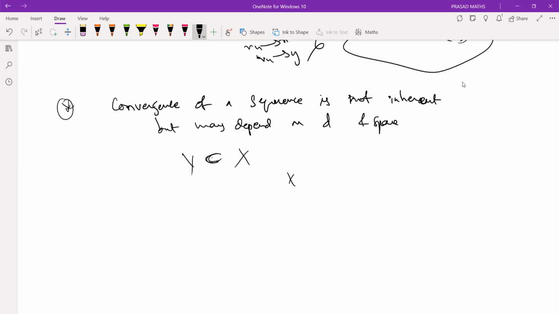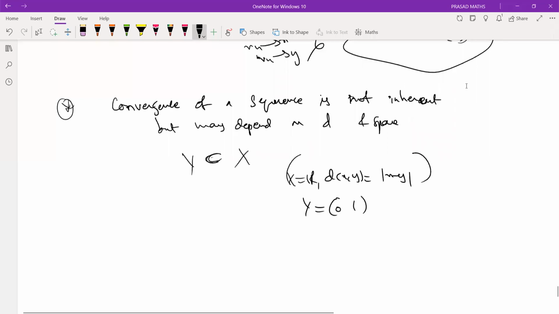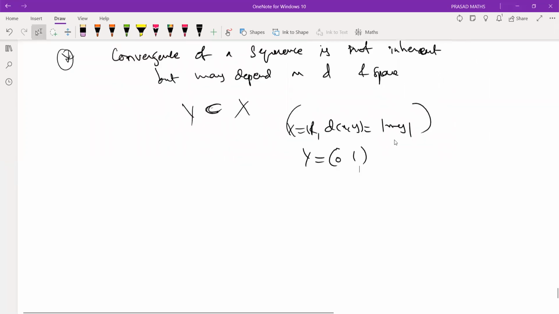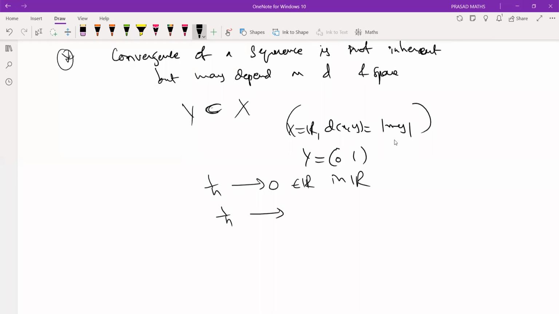Suppose you can take X equals R, and my Y is equal to the open interval (0,1). Automatically, clearly, you can take the sequence 1 by n. We have seen that 1 by n converges to 0, and 0 belongs to R. But 1 by n does not converge to 0 in (0,1).